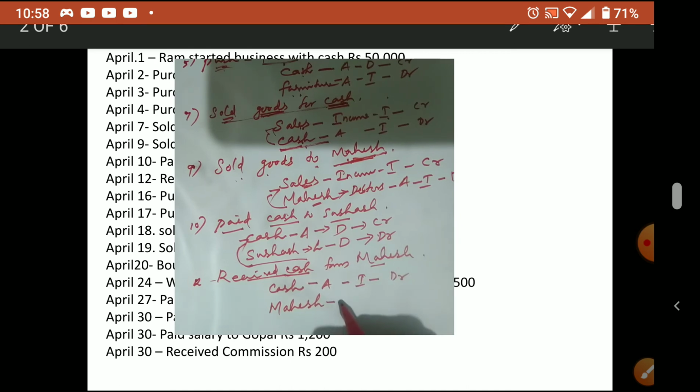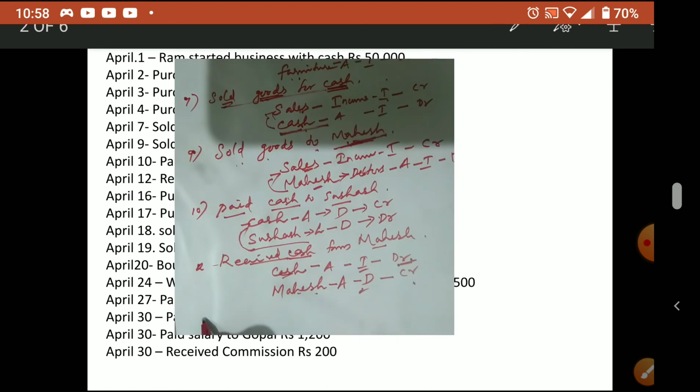Mahesh is who? Mahesh is our customer. Then only we receive money from our customers only. So those who have to pay us, debtors. Debtors also asset. Asset decrease. When the debtors pay money, that present debtors amount will decrease. So asset decrease means credit. Both are asset, but one asset increase, another is decrease. So that is why one is debit, another is credit. So cash account debtor. This debit is cash. So cash account debtor to Mahesh.